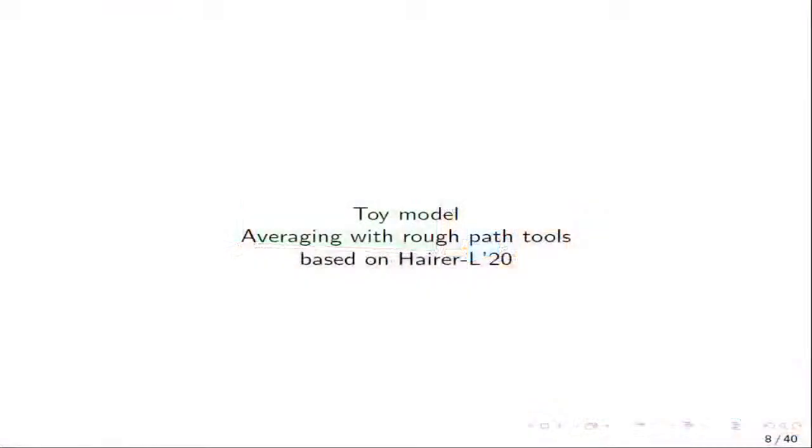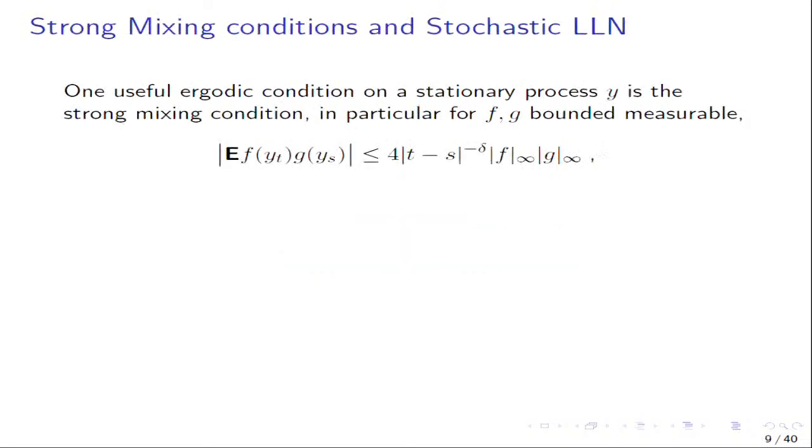So I'm going to give you a toy model in a paper Martin and I wrote, the first paper we wrote. It's averaging with some rough path tools. Essentially, we just use the stochastic sewing lemma and the sewing lemma.